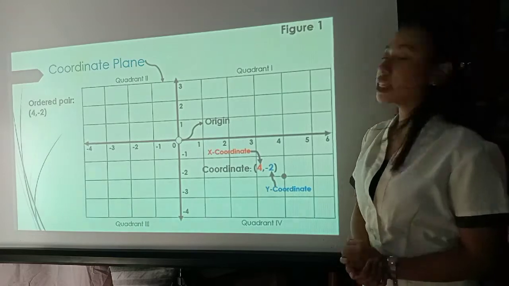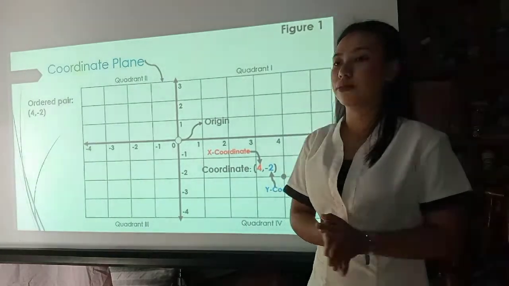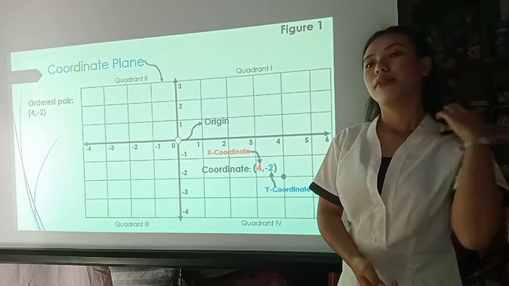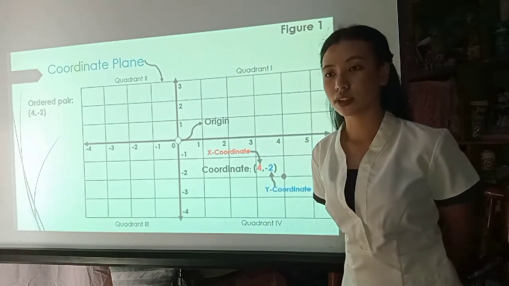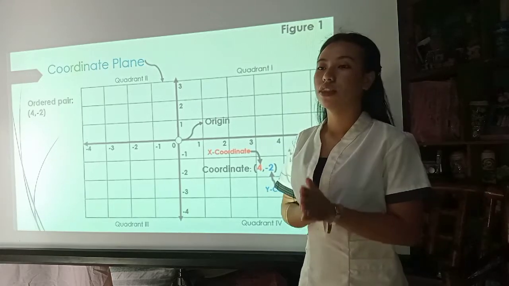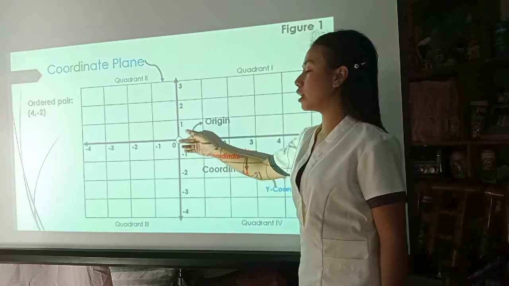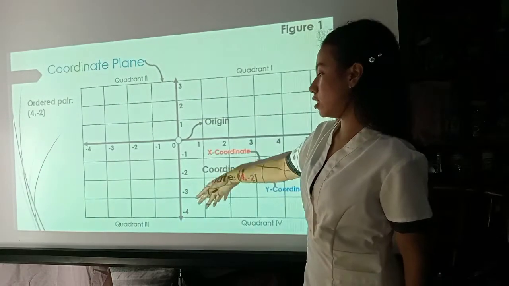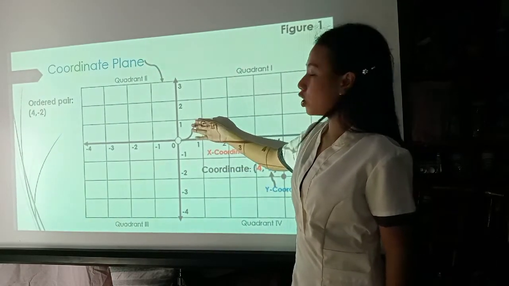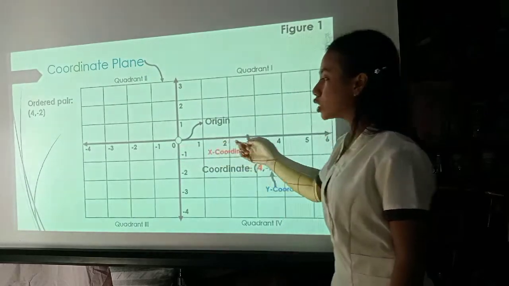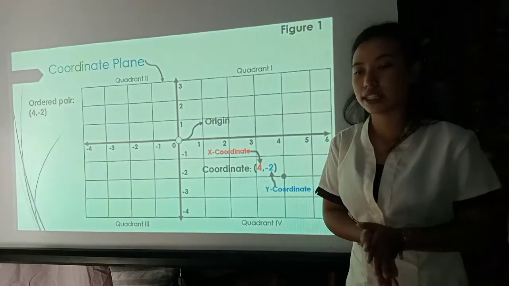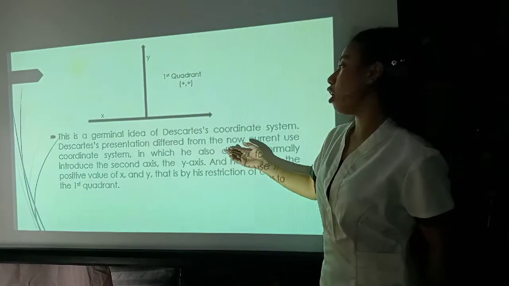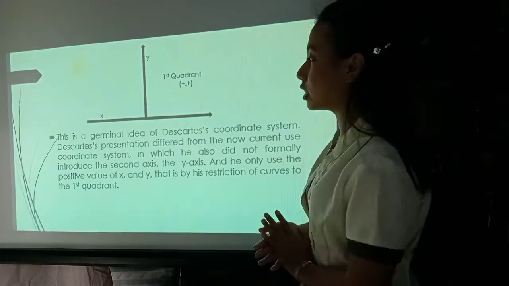And now, last, what is the origin? Anyone? Miss Mayette again. Okay, very good. The origin is the point of intersection of these two axes, the vertical or y-axis and the horizontal or x-axis. So now, this is the germinal idea of Descartes' coordinate system.